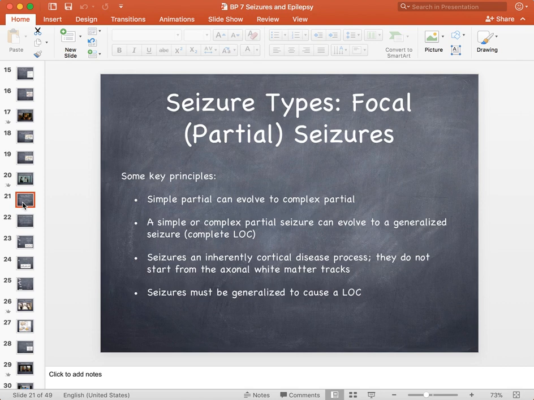A simple or a complex partial seizure can actually become what we call a generalized seizure, where you have complete loss of consciousness. The seizure itself is inherently cortical, so it doesn't start from the axonal white matter tracts. This is something we deal with in the hospital a lot. If people end up with MRIs and you see something in the white matter, is that causing the seizure? The answer really is no. That shouldn't be what's doing it. The issue is with the neuronal gray matter populations. The other thing is that seizures need to be generalized to cause a loss of consciousness or a change in your level of consciousness.